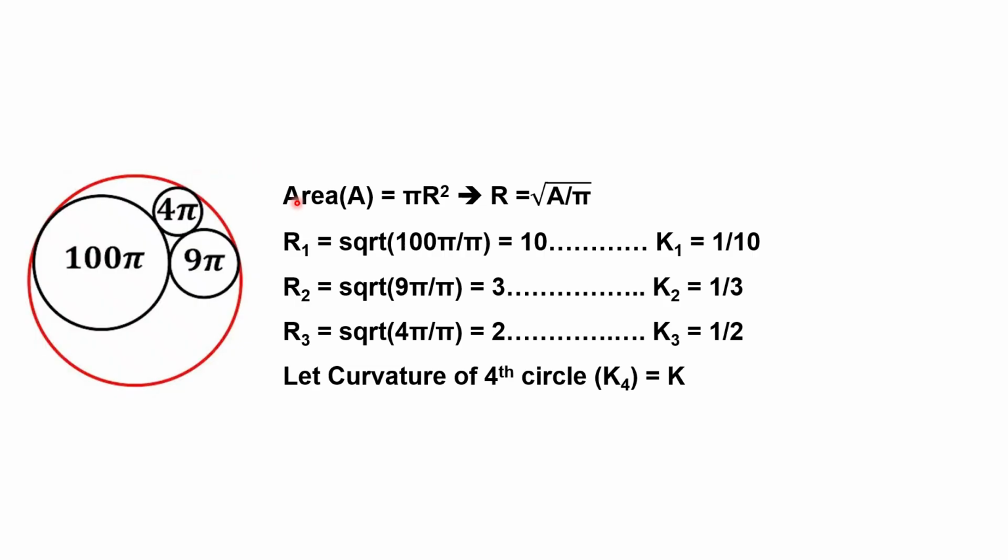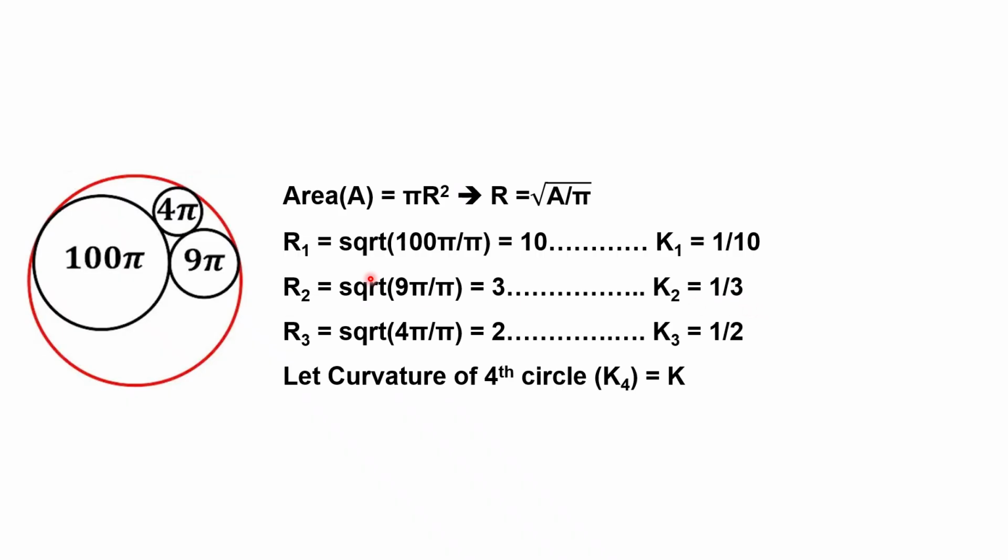Now first we find the radius of the three circles. Area A is given by pi r square. So r equals square root of area by pi. So first circle, 100 pi, so the radius would be 10. The curvature would be 1 by 10. Second circle, the radius is 3, so the curvature would be 1 by 3. And third circle, it is radius 2, so curvature 1 by 2.